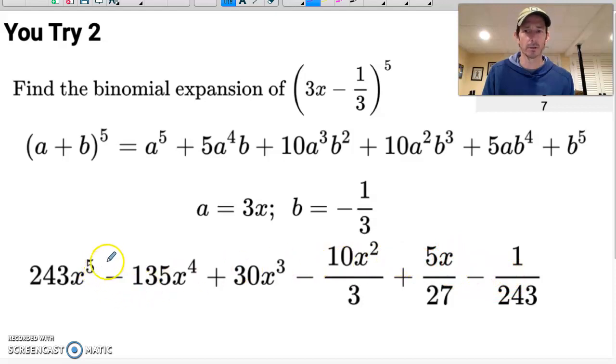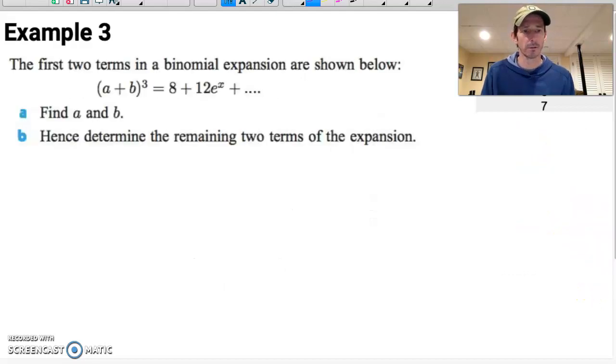So this just looks more like a normal 5, 4, 3, 2, 1 compared to the other example. So you do have to be prepared for either of those though, because they do like to throw both of them at you. So our next example is giving us the first two terms of an expansion. So this dot dot dot means it just keeps on going.